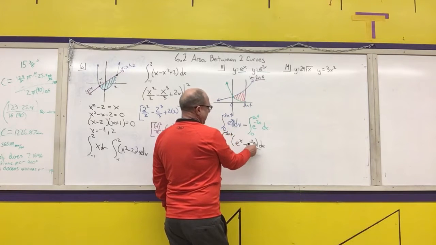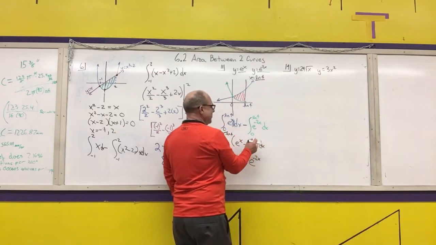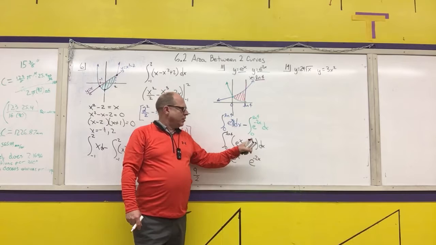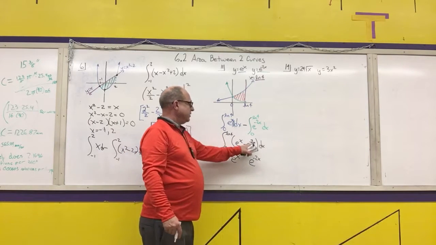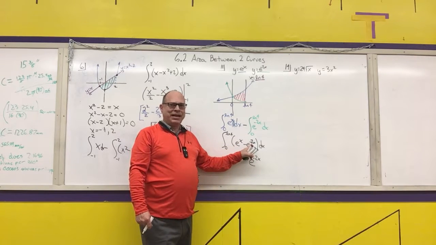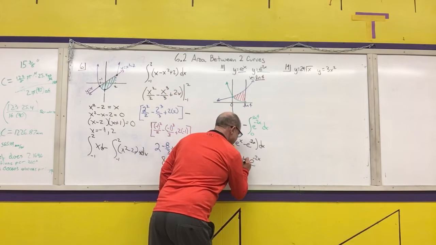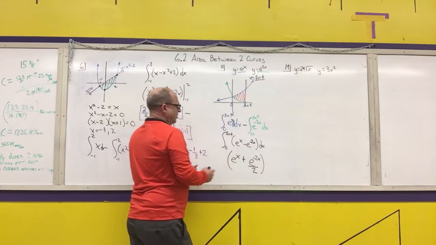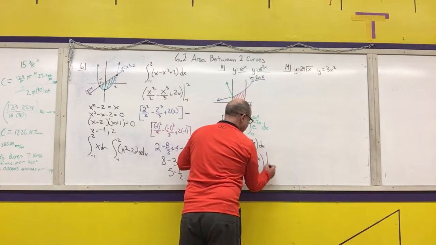The antiderivative of e to the negative 2x is e to the negative 2x divided by the derivative of the inside function, since that's linear. The derivative of negative 2x would be negative 2, so I'm going to divide by negative 2. A negative divided by a negative 2 would be a plus 1/2. And I want to evaluate this between 0 and the natural log of 4.